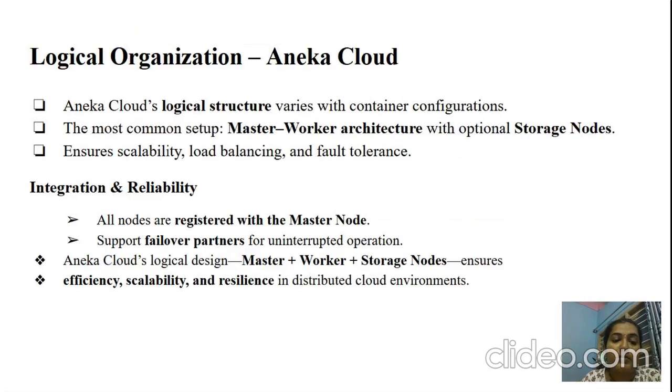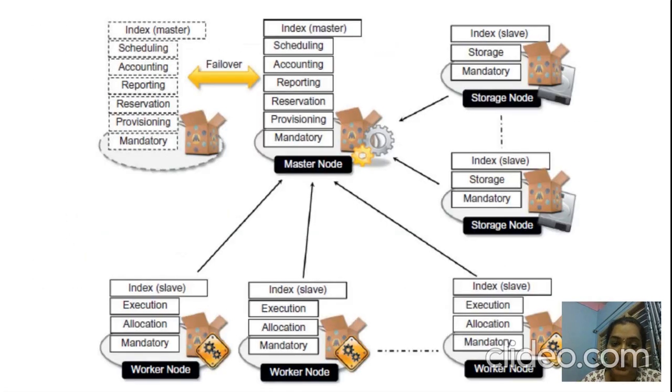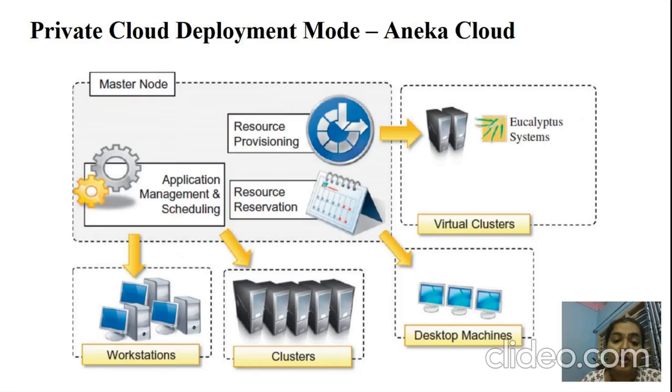So after completing the logical organization in the Aneka cloud, we are moving on to the deployment modes, the deployment modes in the several types of clouds. The types of clouds are nothing but private, public, and hybrid. So this is one particular diagram. This diagram explains how the private cloud deployment is made in the Aneka cloud.